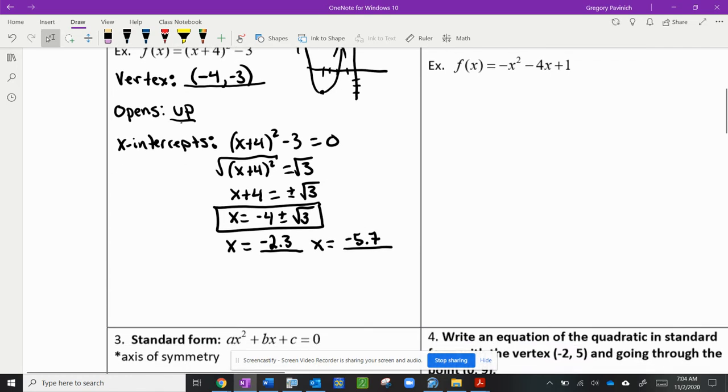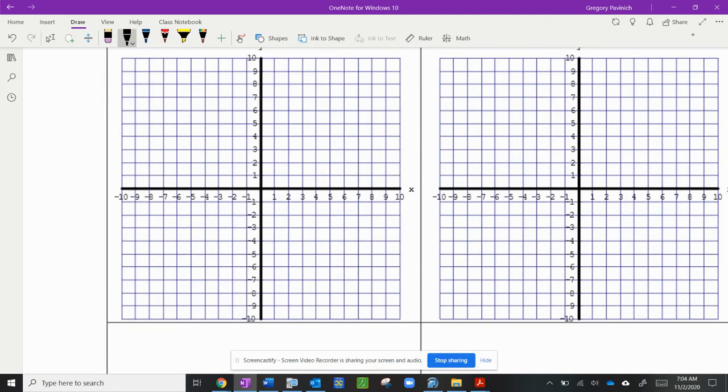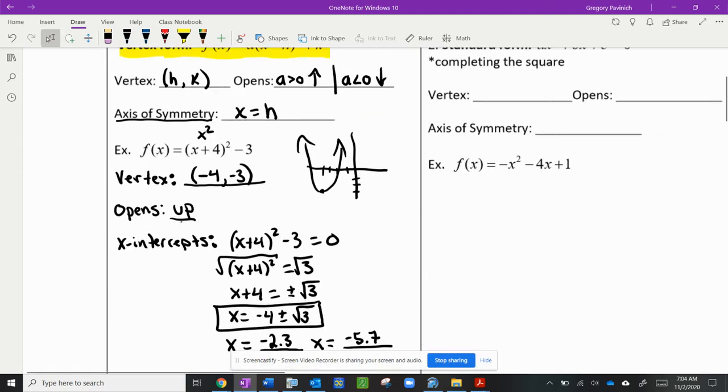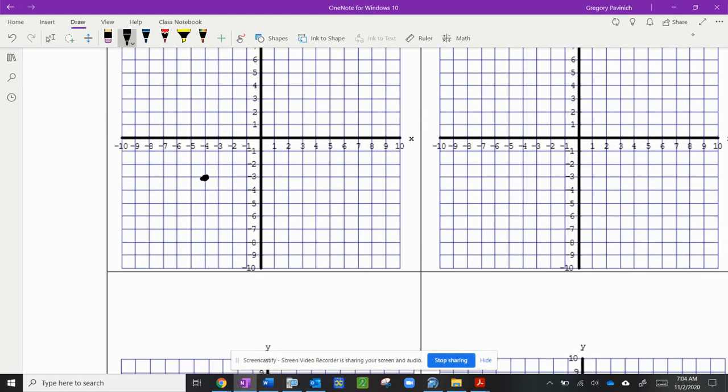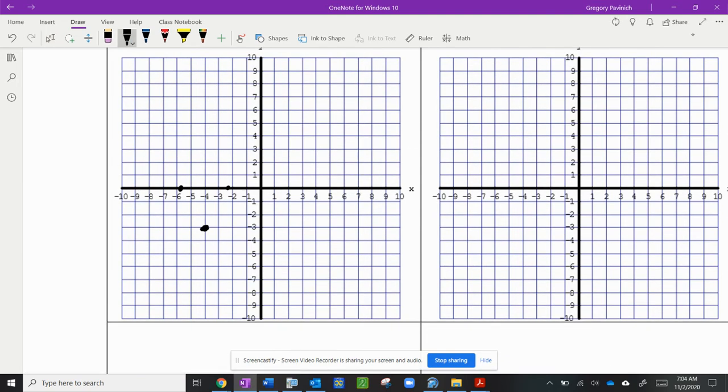So what I'm going to do is put all this information now onto my graph. So I know I go -4, -3, and let's just verify my x-intercepts. I have -2.3 and -5.7. My axis of symmetry is the vertical line that splits my parabola right in half, and that definitely looks like my x-intercepts are halfway, symmetric across that line.